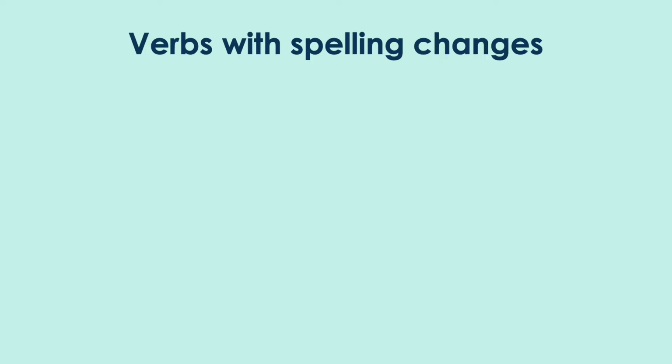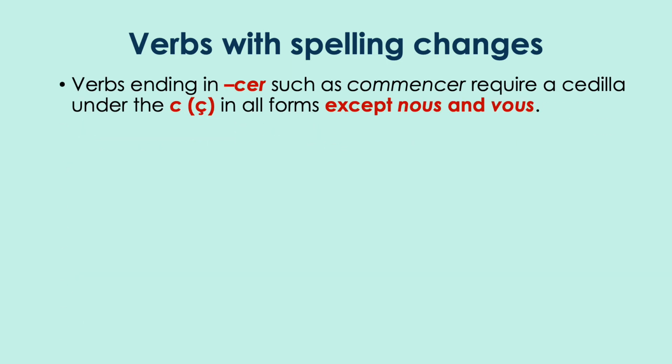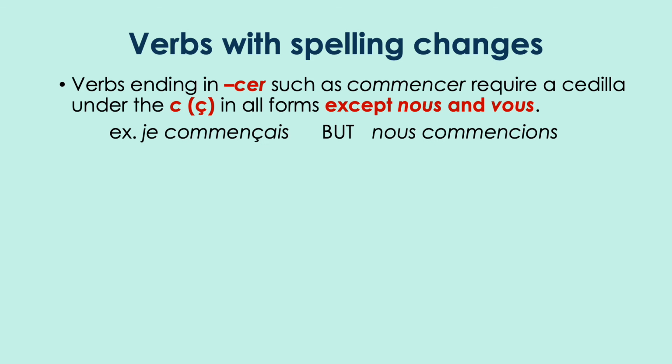Now, there are, however, a few verbs that have slight spelling changes because they have these spelling changes in the present tense. Remember, we're taking the stem from the nous form of the verb in the present tense. So here we've got a few categories. So verbs that end in CER, such as commencer, require a cedilla under the C in all the forms except for the nous and vous forms. So an example of this would be je commençais, but nous commencions. Now this is for pronunciation reasons.